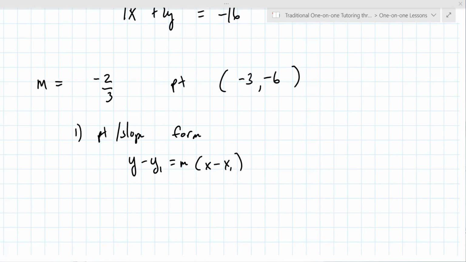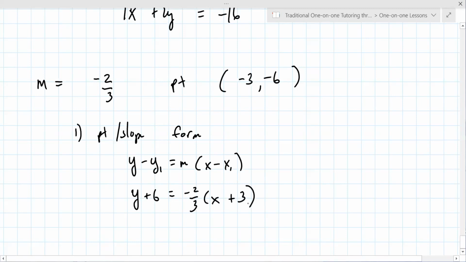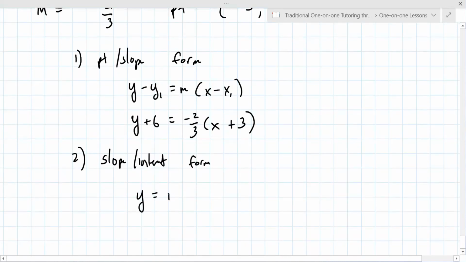All right, y plus 6 equals negative 2/3 times x plus 3. Perfect, okay. So now number two is slope-intercept form. Slope-intercept form. So it's y equals mx plus b, or what I prefer, solve for y. Solve for y. Okay, so give that a try, please.